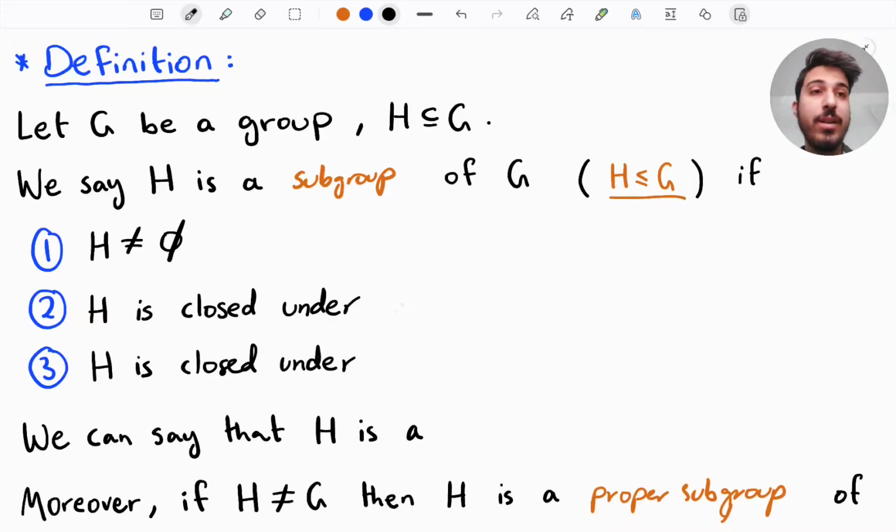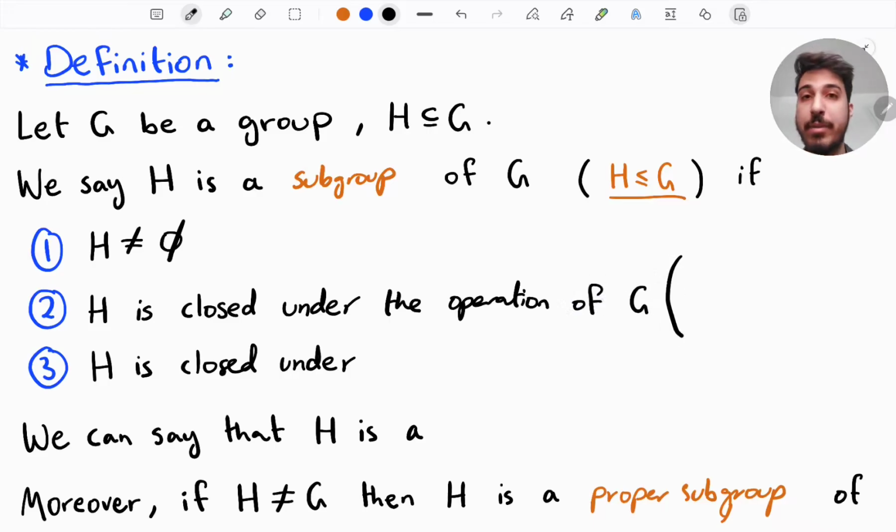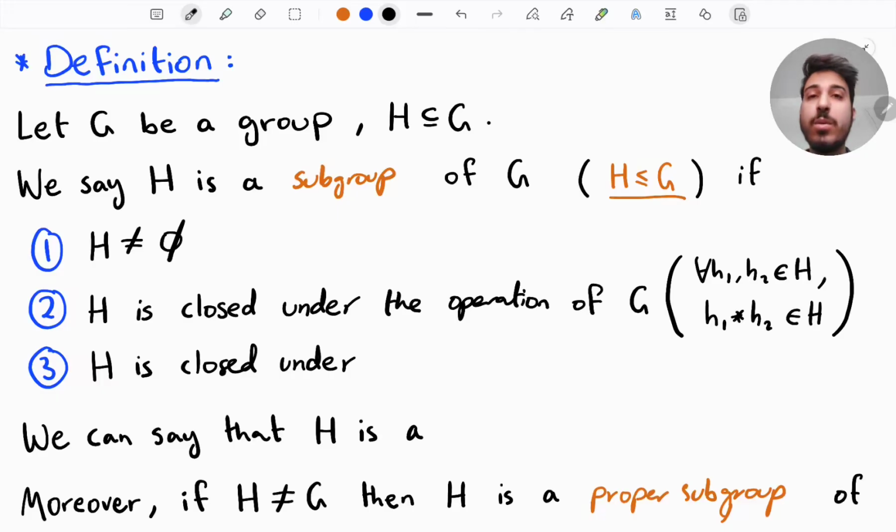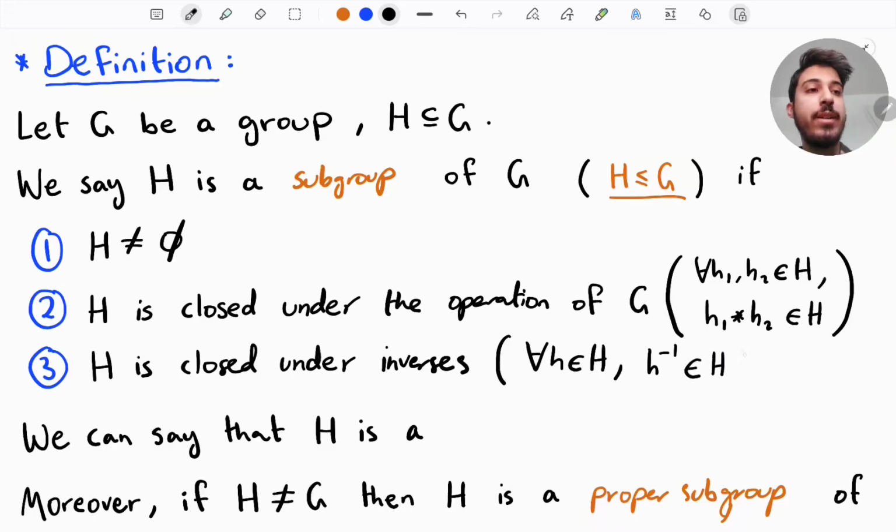Secondly, H is closed under the operation of G. This means that, in mathematical terms, for all h1, h2 in H, we have that h1 times h2 is also in H. So all the products of h1 and h2 are in H, no matter what h1 and h2 are. Thirdly, we have that H is closed under inverses, meaning that for all h in H, we have that the inverse of h is also in H.